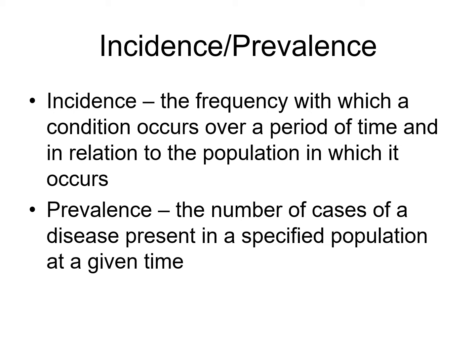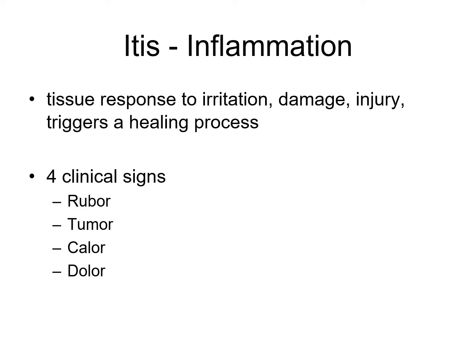Throughout the semester, we'll talk about incidence and prevalence of disorders. Incidence is described as the frequency with which a condition occurs over a period of time in relation to the population in which it occurs. So we need to consider all those that may be potentially impacted by the condition. Whereas prevalence refers to the number of cases of a disease present in a specified population at a given time.